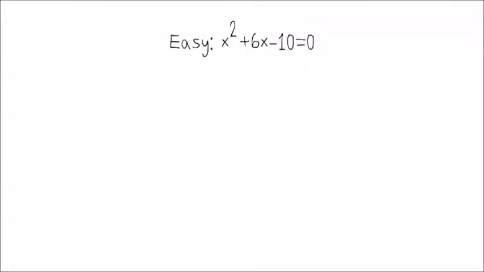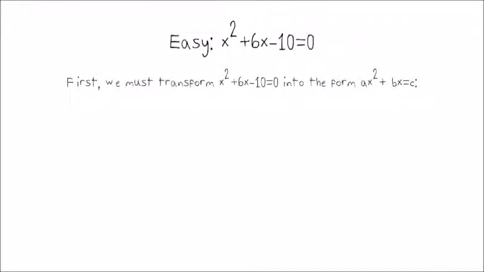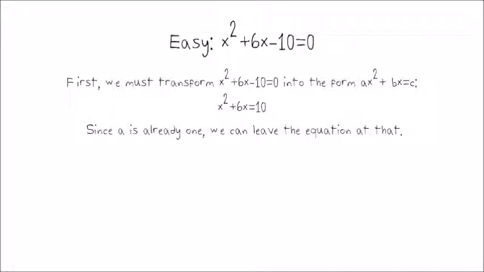Now, let's solve your example equation, which is x squared plus 6x minus 10 equals 0. First, we must transform x squared plus 6x minus 10 equals 0 into the form ax squared plus bx equals c. So it now becomes x squared plus 6x equals 10, because we transposed negative 10, which is our c, to the other side of the equation and changed signs. So, from a negative, it became a positive. Since a is already 1, we can leave the equation at that.